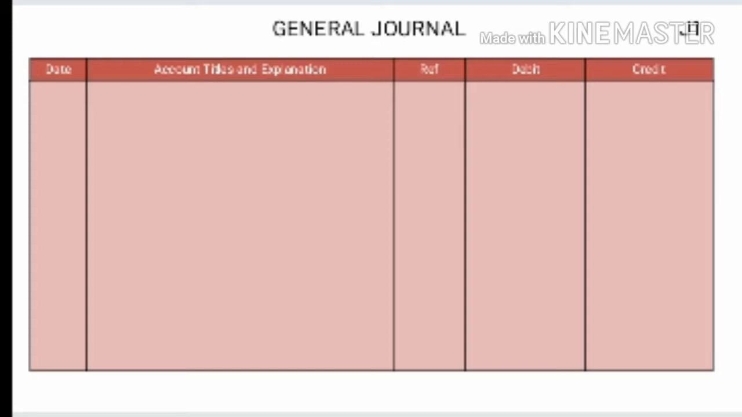The date of the transaction is entered in the date column. The debit account title, that is the account to be debited, is entered first at the extreme left margin of the column headed Account Titles and Explanation, and the amount of the debit is recorded in the debit column.